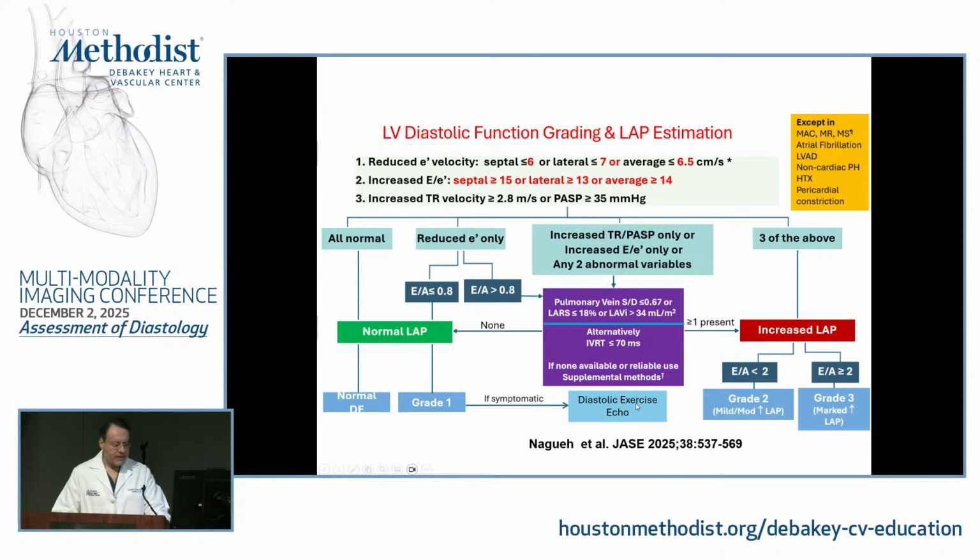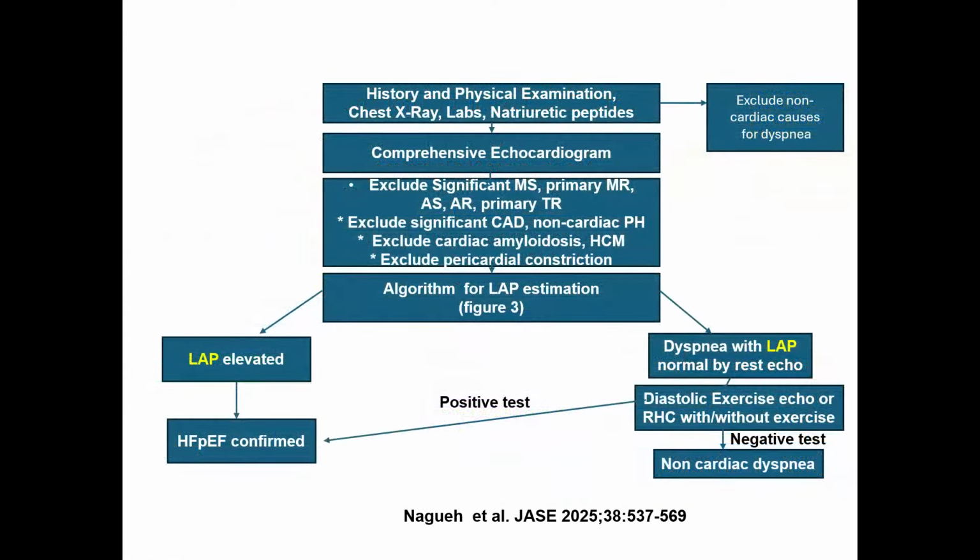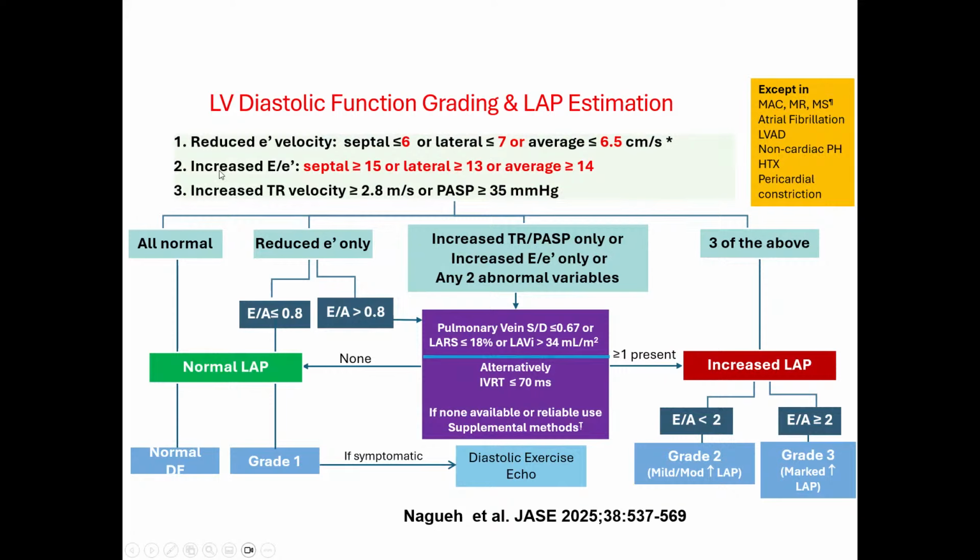So these are the 2025 guidelines, the algorithm for estimation of left atrial pressure. It starts with these three signals: annular E prime velocity, E to E prime ratio, PA systolic pressure, which is the more reliable metric of pressure, and then peak TR velocity if I do not have a method to estimate right atrial pressure. If we end up with all of them falling in the normal range, then we call this normal diastolic function, normal LAP.